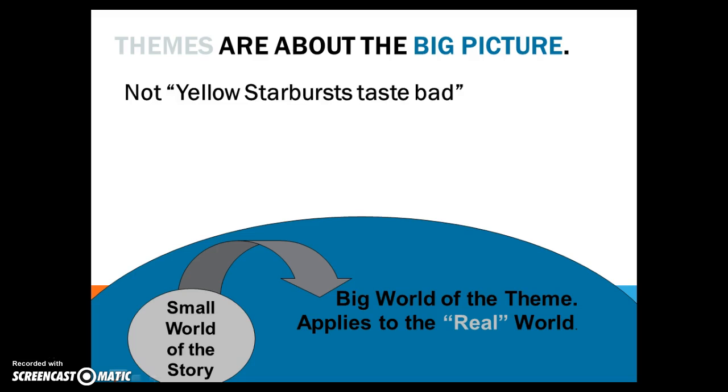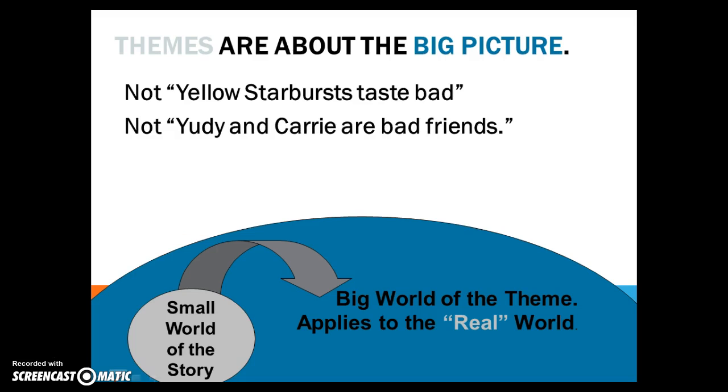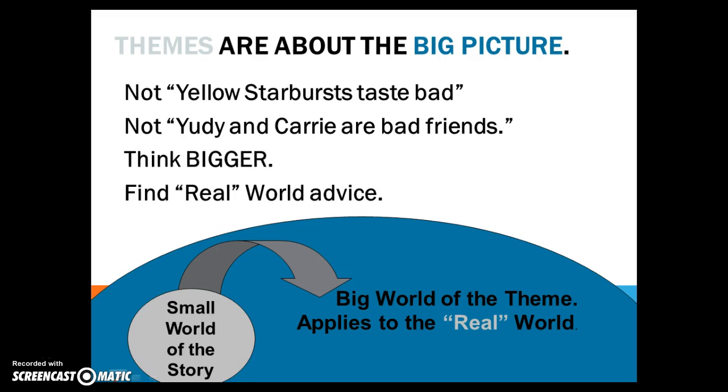Themes are about the big picture. Not that yellow Starburst tastes bad. That's not why Jenny gave them away. Sorry, that's why Yudi gave them away. Not Yudi and Carrie are bad friends. Again, that's small world of the story. Think bigger. You want to find a piece of real world advice. What kind of advice is the writer trying to give us?